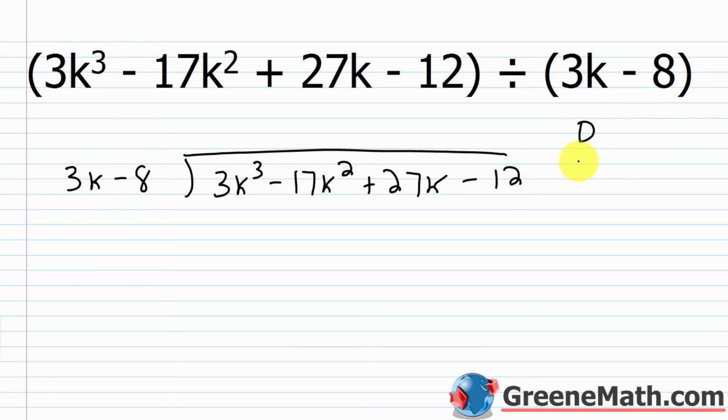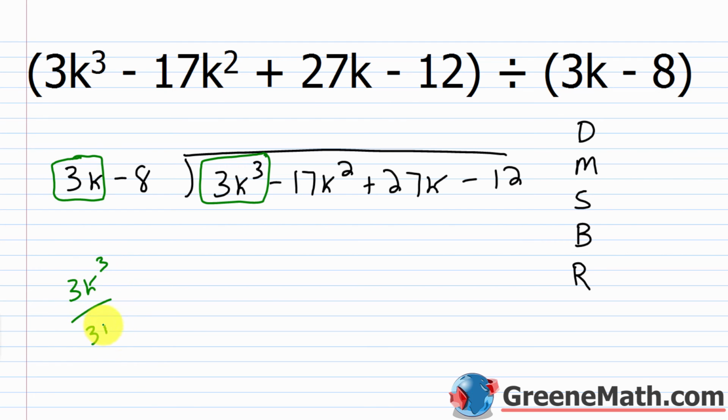So division, multiplication, subtract, bring down, repeat, or remainder. So dad, mom, sister, brother, Rover. Again, first step, leading term into leading term. So what is 3k cubed over 3k? If I look at this, I know the 3's are going to cancel, and I know k cubed over k is k squared. So I'm going to put that over here. This is going to be k squared.